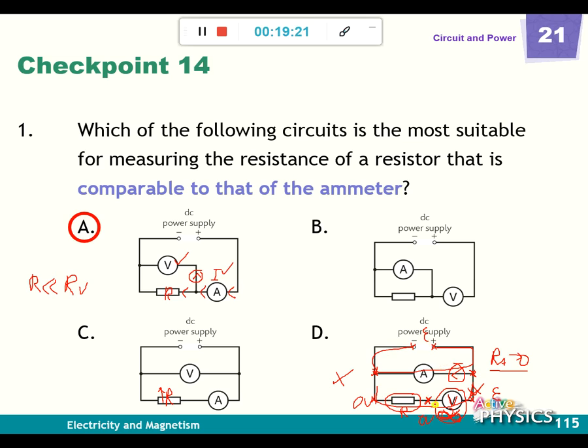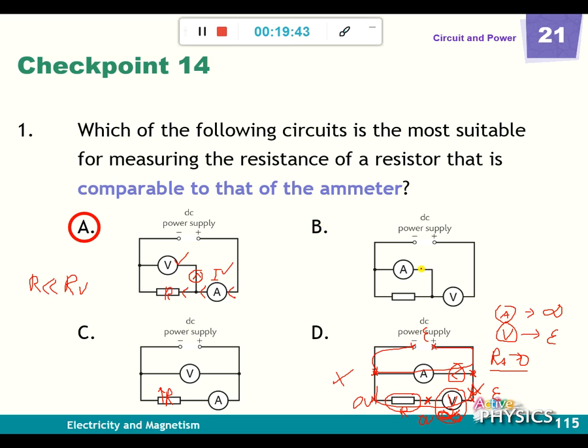Finally, in this D, what will happen? The emitter reading will be very large, tending to infinite. Voltmeter reading, what is it? It is epsilon. In examination, this question asks you many times. Okay, of course A and C are also asked many times.